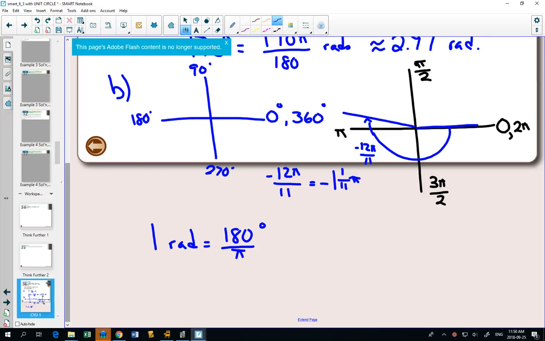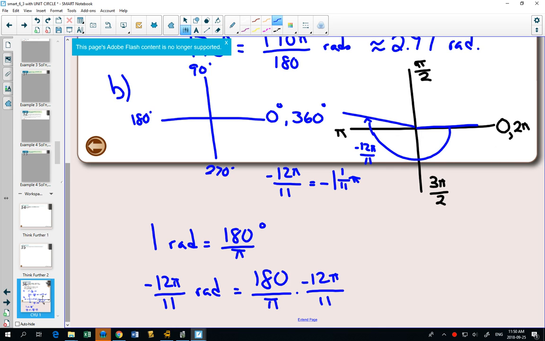Okay? So I'm just trying to give you as many ways as possible to say, oh, this formula makes sense to me. This formula, 1 radian is 180 over pi, makes sense because that's just a little bit less than 60. And I know that 1 radian is 57.3 degrees. So if I want to find negative 12 pi over 11 radians, what would I have to do to this side? I would have to multiply by negative 12 pi over 11. So I'm going to take 180 over pi and multiply it by negative 12 pi over 11.